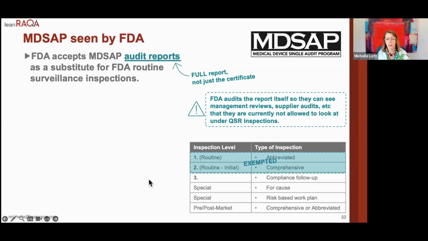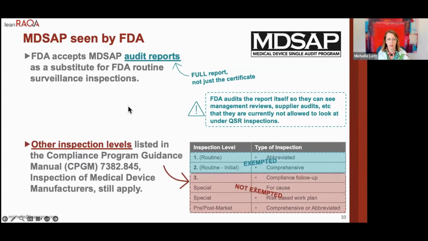Under the MDSAP, like FDA can see management reviews, supplier audits, etc., that were excluded before because they get the entire report. So that was a fun fact.